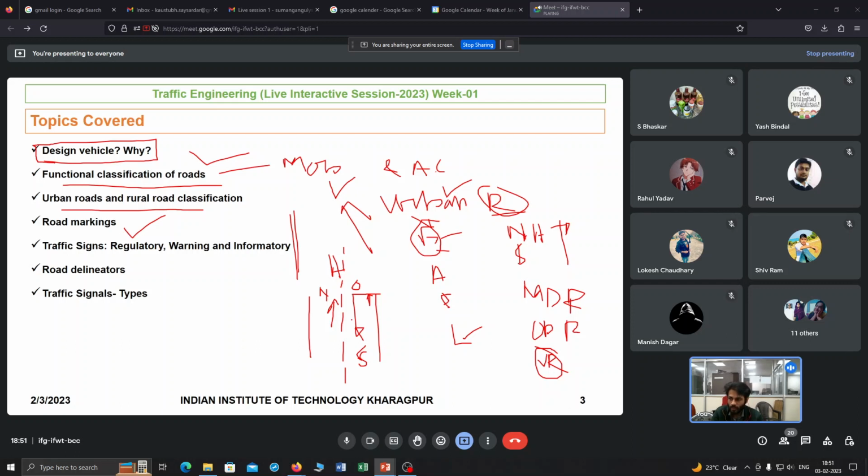Suppose there is this kind of marking on one side, and on the other side you see a continuous marking. Generally this indicates that in some scenarios, when you want to overtake, you can go here and overtake, which we frequently see on our normal roads, right?